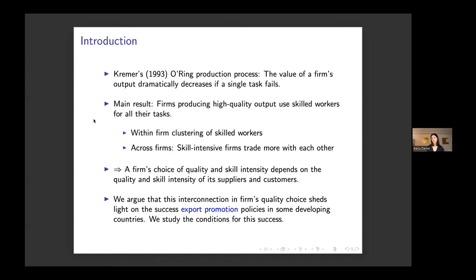So in this paper, we argue that this interconnection of quality choices across firms might shed some light on the success of export promotion policies in developing countries. And we also discuss the conditions under which such policies would succeed in these countries.